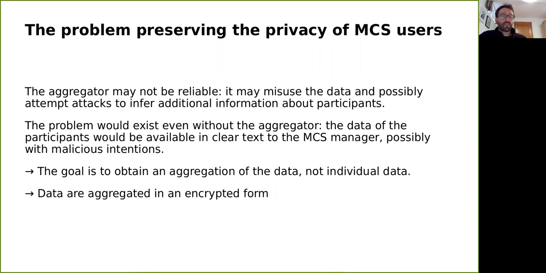The goal of this work is to make the crowd-sensing architecture more robust by introducing an aggregation mechanism. Data are aggregated in an encrypted form, and the aggregator can only decrypt the aggregated form, without knowing the real identities of the owners.